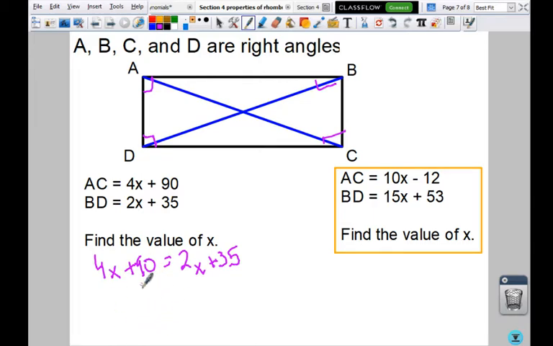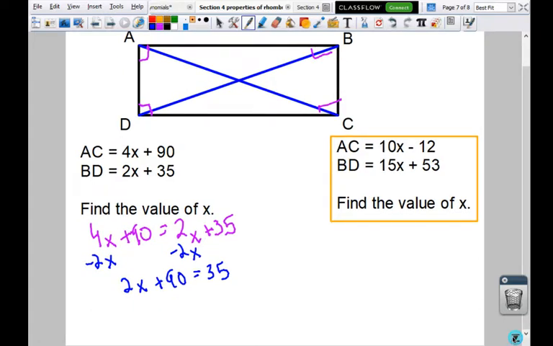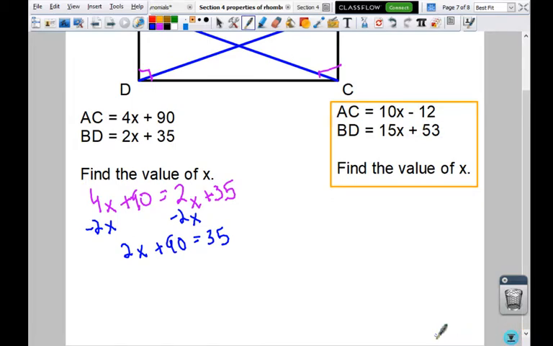So we'll go with Tiana. What's the first thing we're going to do to solve for this? Yep, that's minus 2x on both sides. And we're going to get 2x plus 90 equals 35. Now Juana, what are you doing next? Minus 90, right? We are. So we're going to subtract 90 on both sides.